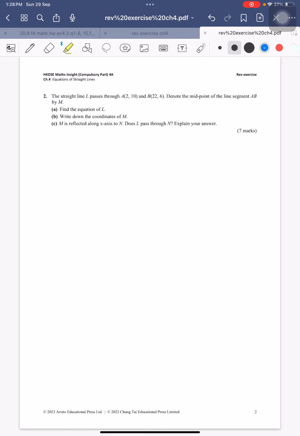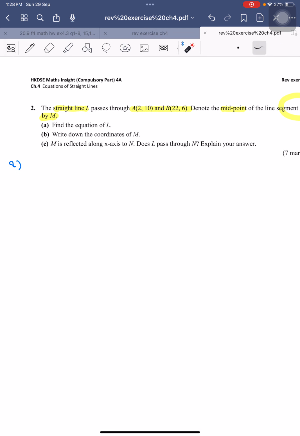So for question 2, they have a straight line L which passes through 2 points A and B. And now we have the midpoint of AB, which is going to be denoted as M. So the first question is asking to find the equation of L, as L passes through these 2 points. You can either use the 2-point form or just use y equals mx plus c.